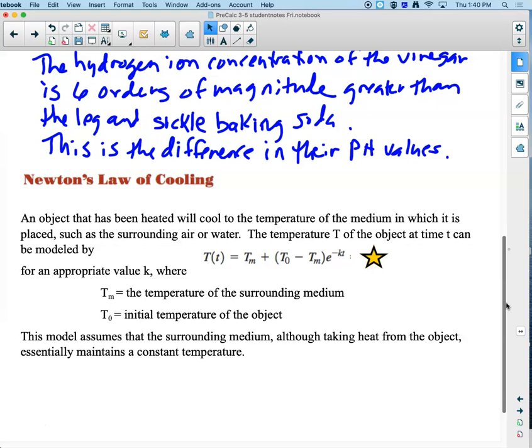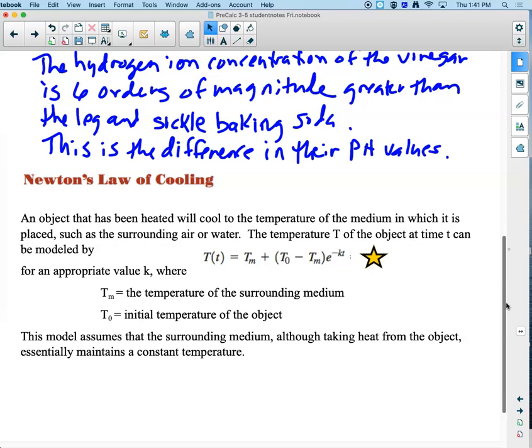So, an object that has been heated will cool to the temperature of the medium in which it is placed, such as the surrounding air or water. So you've done a lot of cooking, you leave it on the stove, you forget about it. It'll take some time, but the temperature will eventually get to room temperature. And the temperature, capital T, of the object at a time lowercase t can be modeled by our fabulous Newton's law of cooling formula. T of t equals T sub m plus the initial temperature, T sub null, minus T sub m, times e to the negative kt for an appropriate value k.